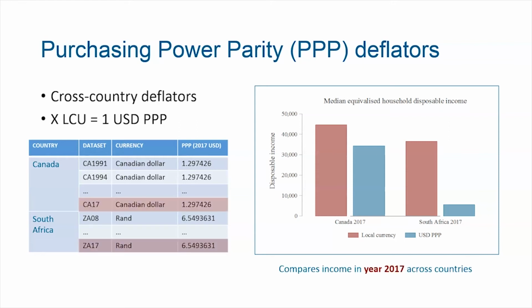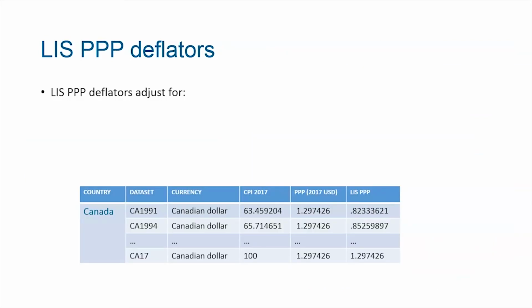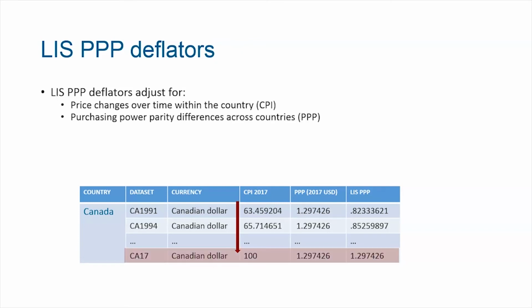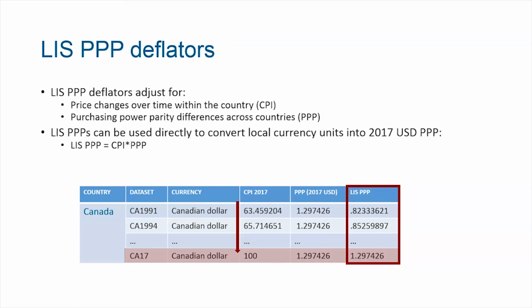However, 2017 PPPs can be used to compare income in only the year 2017. For all of the other years, we first need to adjust for inflation within the country using CPI. To make things easier for the users, LIS provides LIS PPP exchange rates, which can be used directly to compare income and wealth measures over time and across countries. They take into account both the price changes within the country measured by the CPI and the purchasing power differences across countries. To express national currency units in the common PPP-adjusted international dollars, one can simply divide monetary amounts by the LIS PPPs.